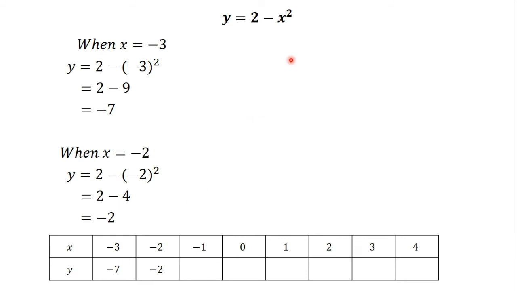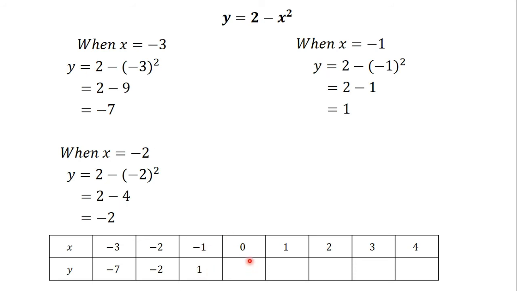The next x value we have is minus 1. When x is equal to minus 1, y will be equal to 2 minus, because minus 1 is a negative number, you put it in a bracket, so (minus 1) squared. And this will give us 2 minus 1, because minus 1 squared will give us 1. 2 minus 1 will give us 1. So when x is equal to minus 1, y is equal to 1.